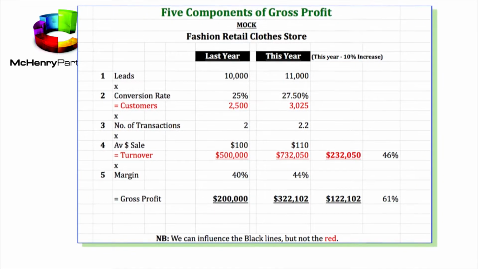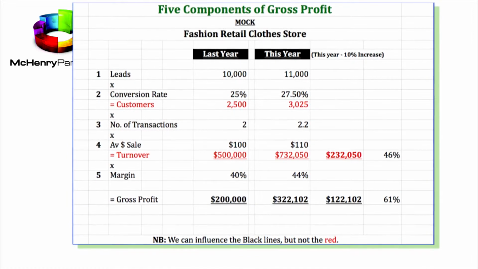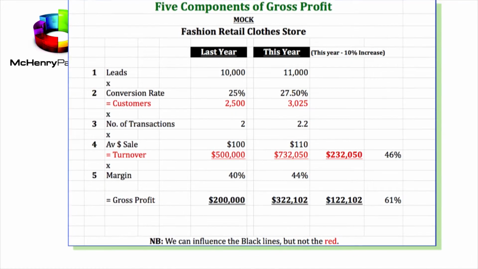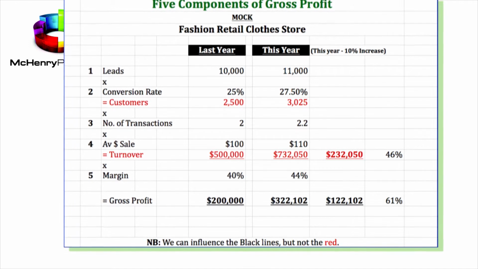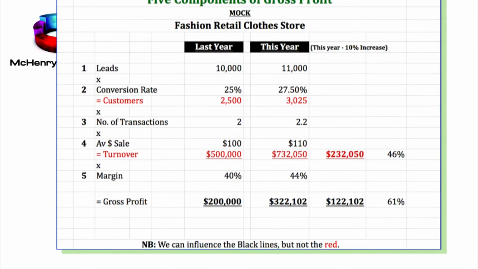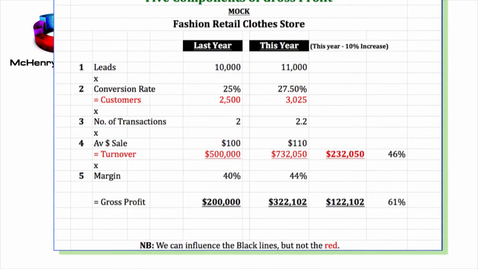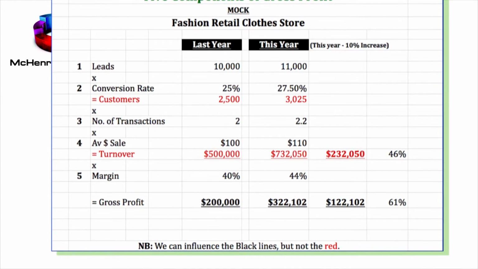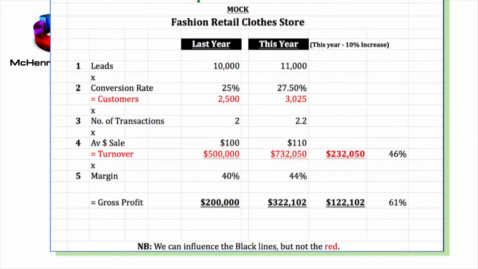The combined effect is the gross profit has increased from $200,000 to $322,000, an increase of $122,000 or 61%. I note that it doesn't matter what the numbers are currently, applying the additional 10% to each component will always improve the bottom line by 61%. So how can MOC improve each of these components to increase its gross profit?